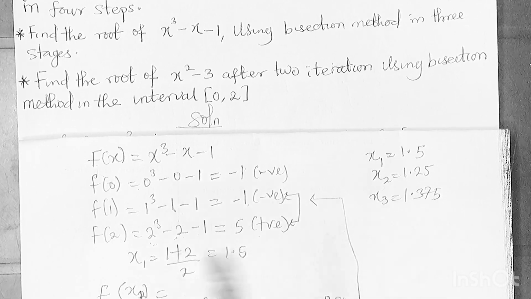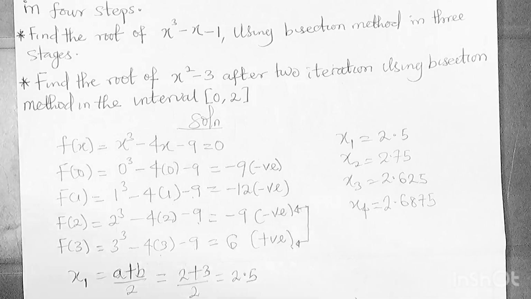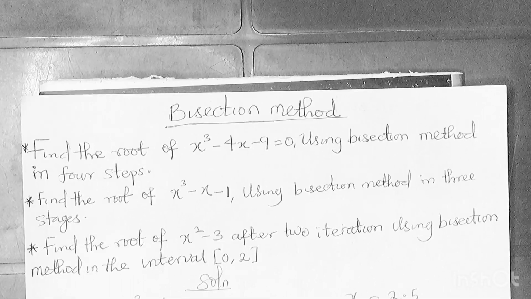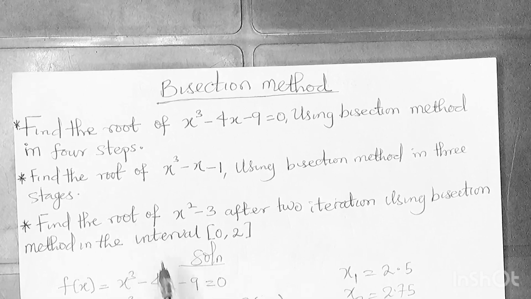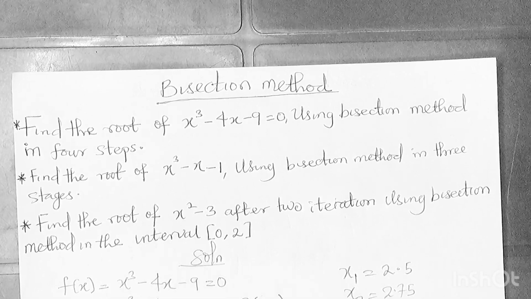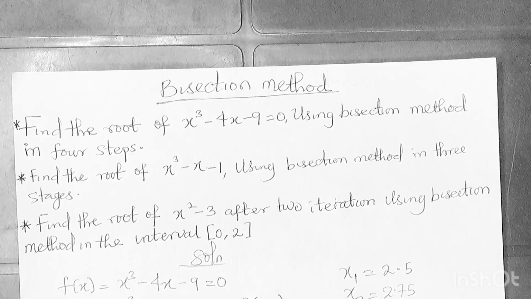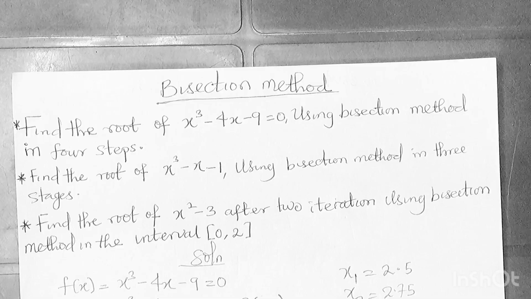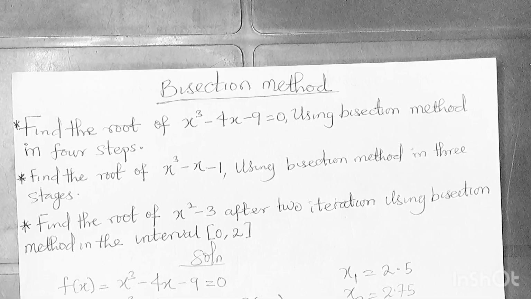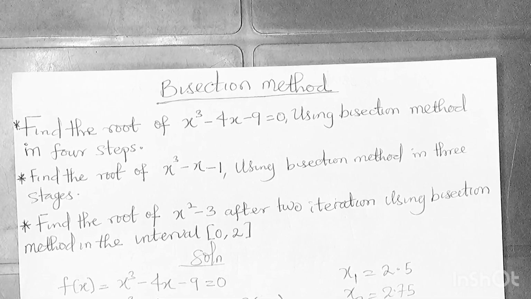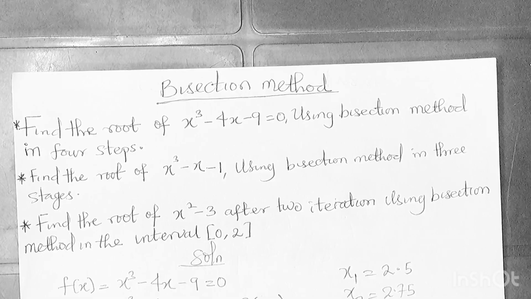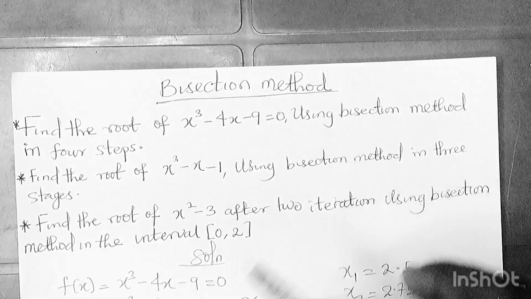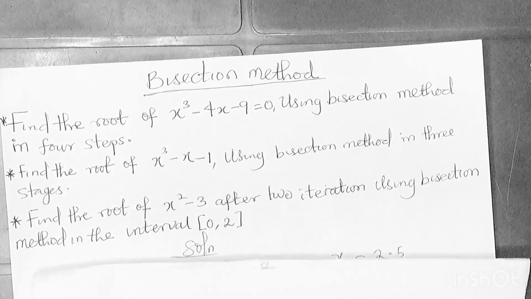So to the last question here, we have a question that says find the root of x squared minus 3 after 2 iterations, using interval 0 and 2. Now in this question, you are given an interval, so you don't need to walk too far since you have your f of x.